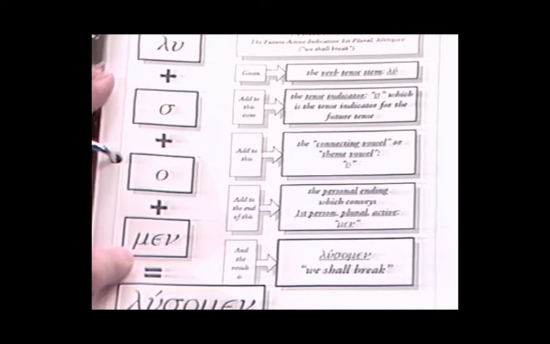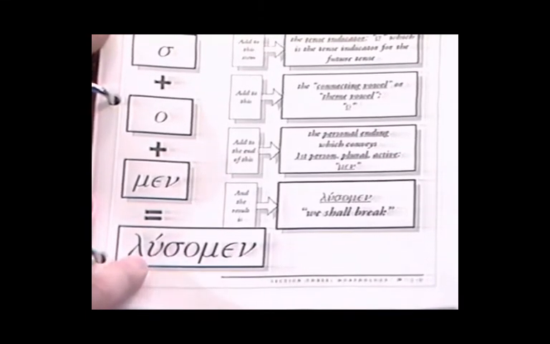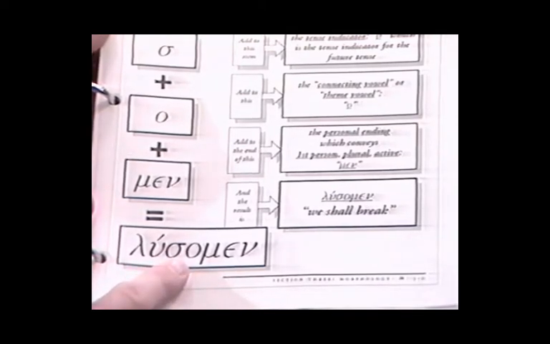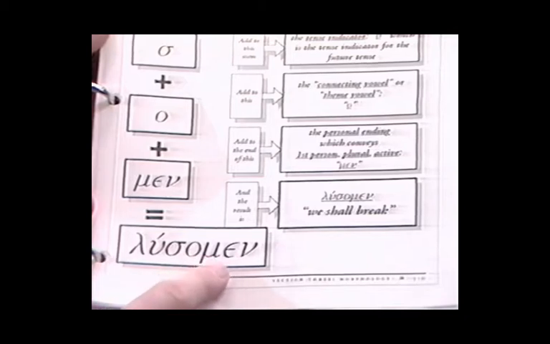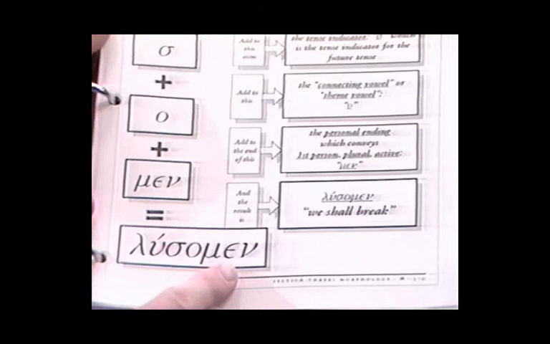If we put all of those things together, we have the final product, lu-so-men. Lu, there is your verb stem, the sigma tense indicator, the omicron connecting vowel, and this ending men, which is a first person plural active ending. Lu-so-men. And lu-so-men would be translated, we shall break.